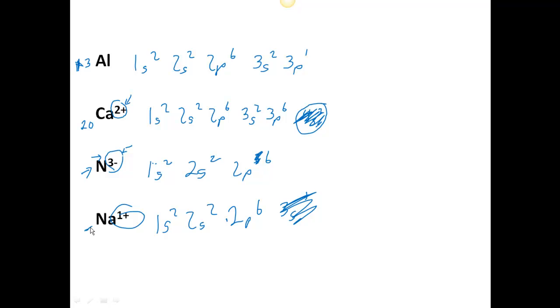We've got a few more to do. Phosphorus is number 15. So it's 1s2, 2s2, 2p6. That's 10.